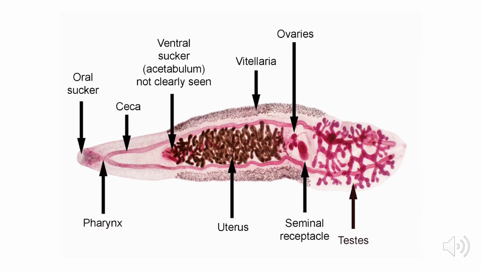Yes, it is lobulated. Now take note, there is that structure that is found between the ovary and the testis, and that is the seminal receptacle. That is where the testis would drain the sperm cells of the worm. You might appreciate the seminal receptacle in some worms, but sometimes there's a little difficulty in identifying it in other worms.